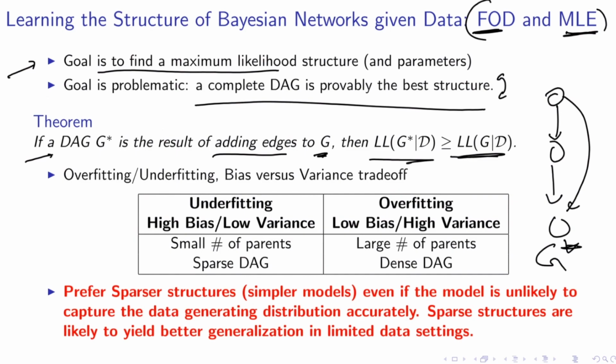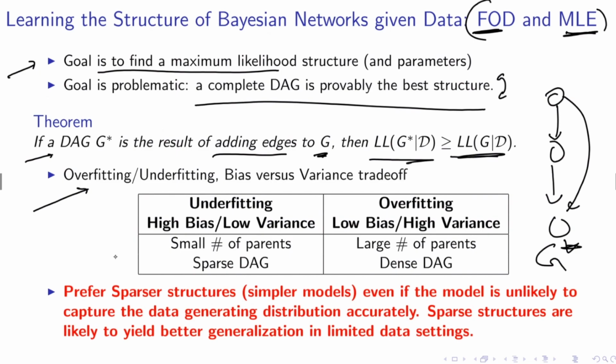Okay, so what have I just said? What I've just said is that MLE learning is problematic and MLE learning cannot be done. So how do I get around this problem? The way I get around this problem is by alluding to our favorite machine learning principles, those of overfitting and underfitting, as well as bias versus variance trade-offs.